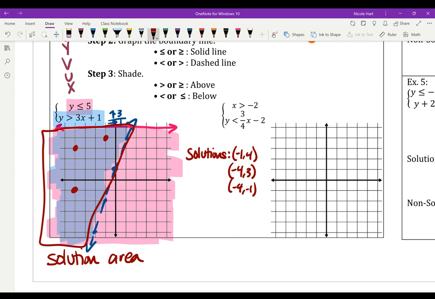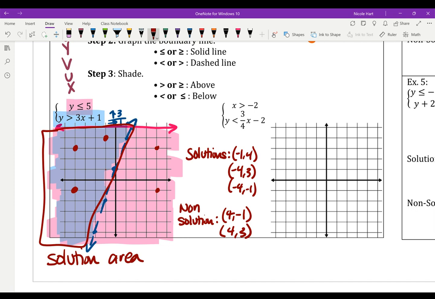Non-solutions are going to be only in the pink space. So we can talk about things on the right side of our graph. 1, 2, 3, 4. So you can talk about like (4, -1) or (4, 3). Anything in that pink space is going to be considered a non-solution.